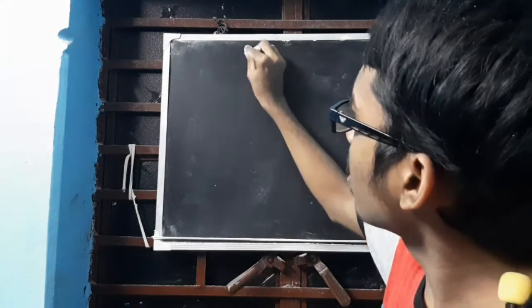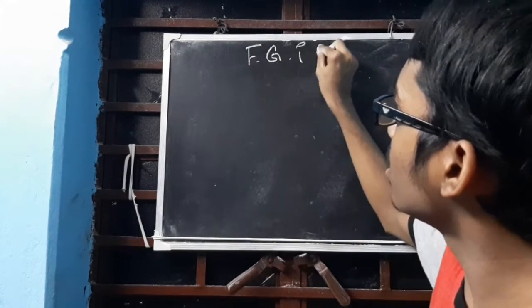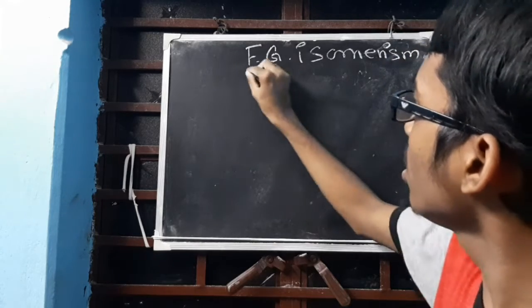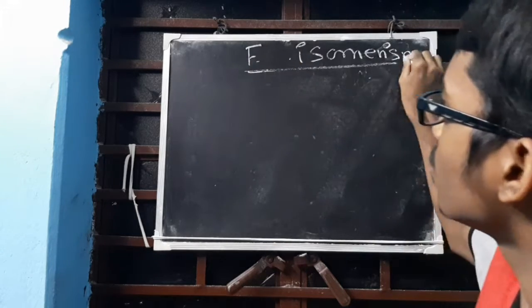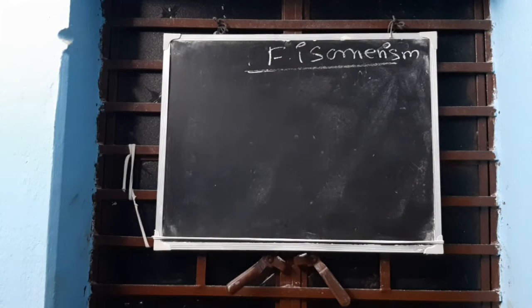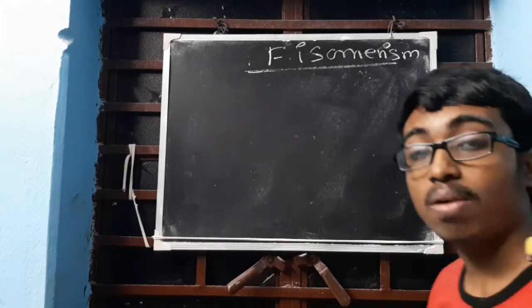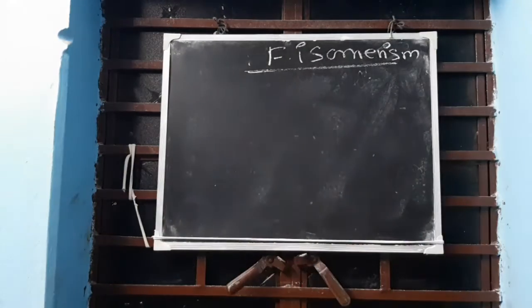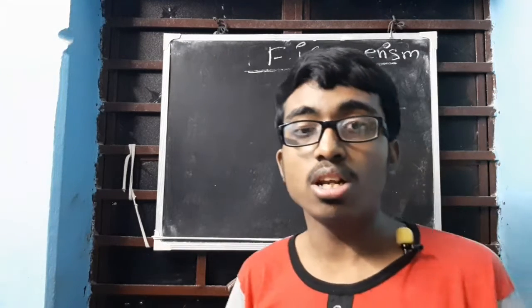Next is functional group isomerism or functional isomerism. Generally it's due to the functional group only. So let us keep it functional isomerism. Clear? Functional isomerism. This is due to different placement of functional groups. What is the cause? Different placement of functional groups. If functional groups are placed at two different positions, then we will say it is functional isomerism.